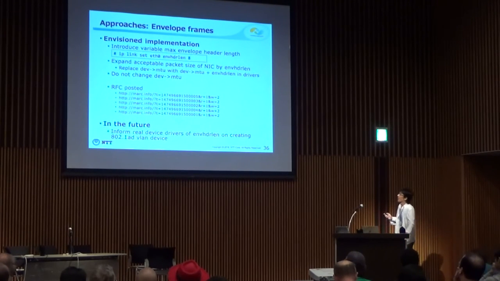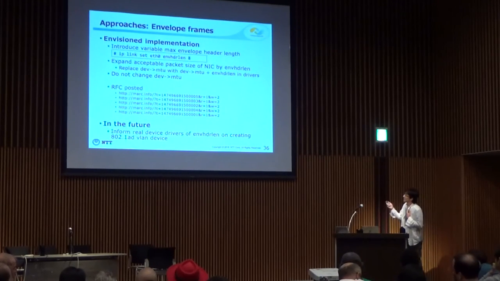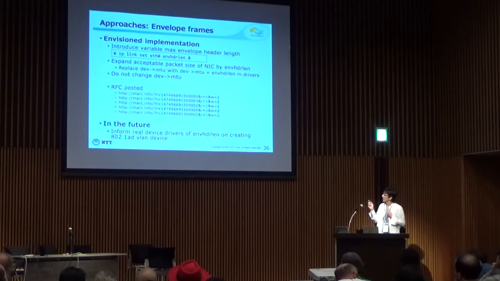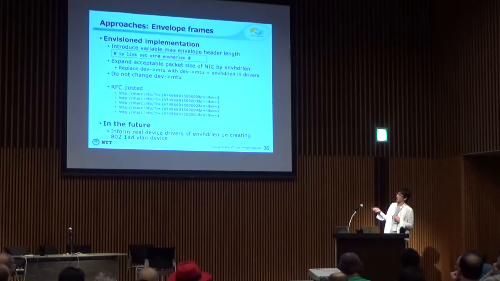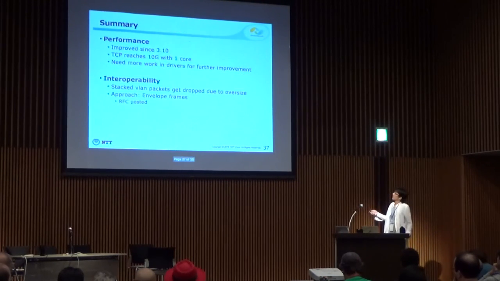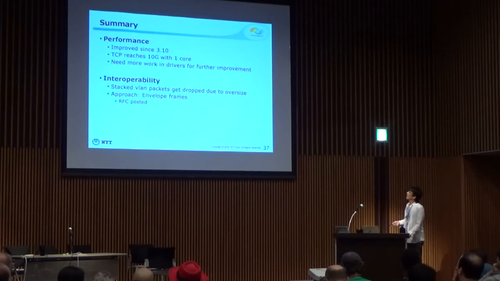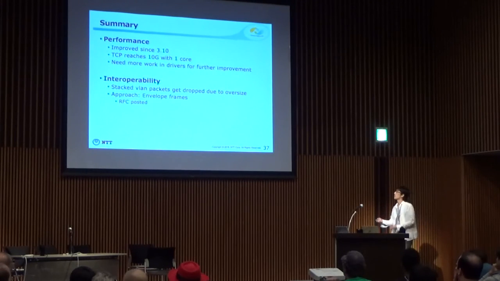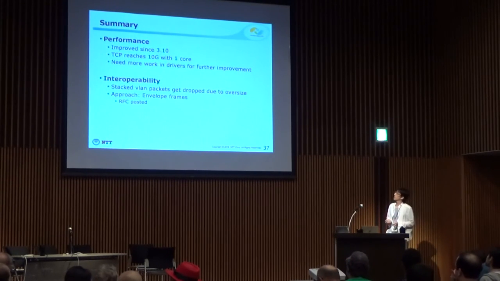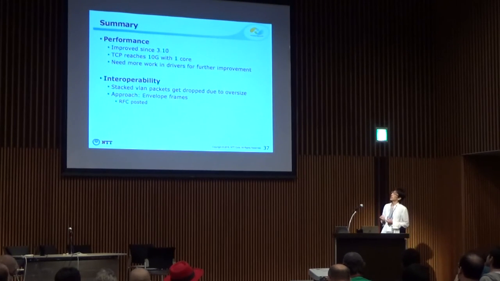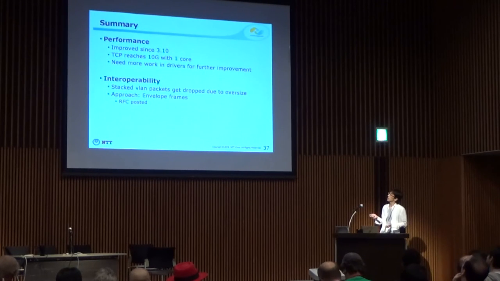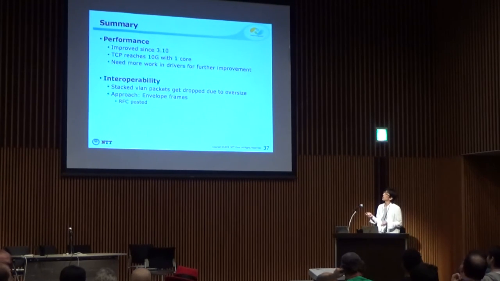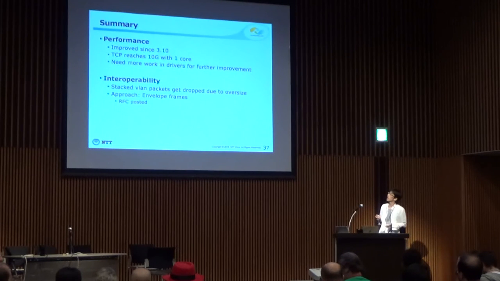And in the future, the idea is to inform real device drivers of the envelope header length on creating an 802.1Q VLAN device. So this is the summary. The performance has improved since 3.10. TCP reaches 10G with one core. But we need more work in drivers for further improvement. For interoperability, the problem is stacked VLAN packets get dropped due to oversize. My proposal is to introduce envelope frames, and the RFC is posted.